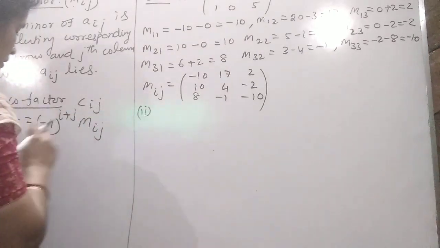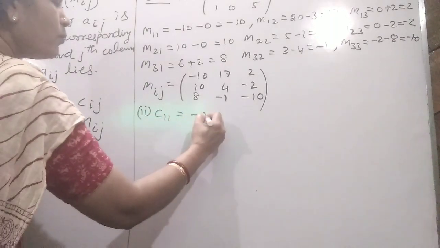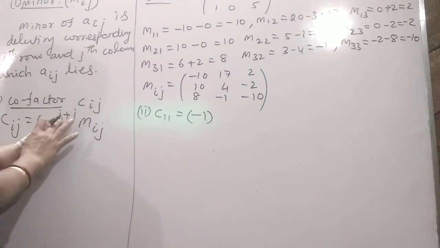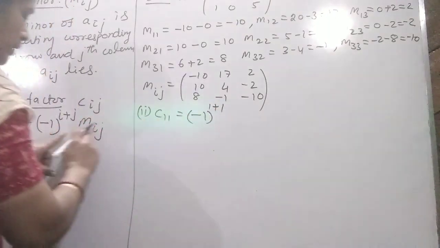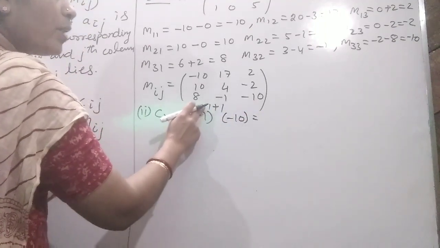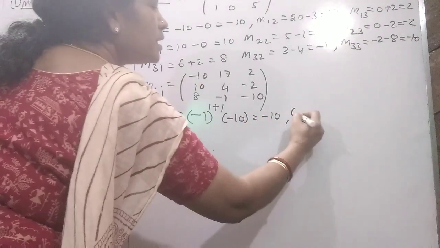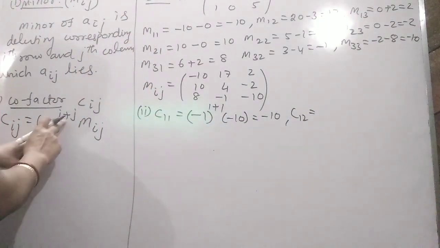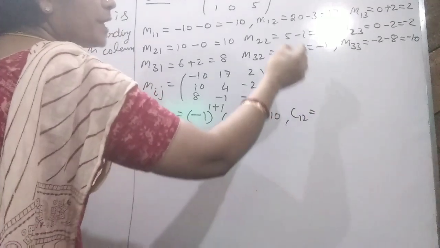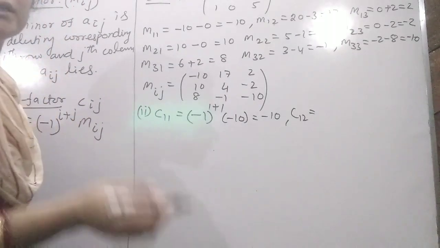What I told you, C11. Now I need C11 of this matrix. What formula did I tell you? Minus 1 whole power, and I will explain a shortcut method. First listen here. Minus 1 whole power i plus j. i is 1, j is 1, into the corresponding minor of the matrix, which is minus 10. Minus 1 whole square becomes positive, positive into negative, we will get minus 10. Now similarly C12. Now listen. Minus 1 whole power i plus j. You add both. If it is an odd number, we get the opposite sign. If it is an even number, adding these two, if you get an even number, we get the same sign.